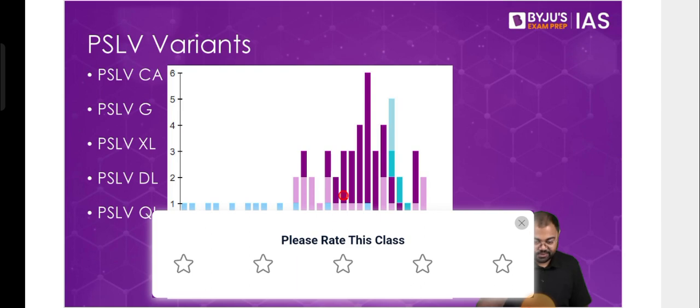Overall, there are various different variants of PSLVs as well. We have PSLV CA, G, XL, DL, and QL. So if you look at this, these are the launches that we have done. We started with something called PSLV-G. It was also called the standard variant of PSLV. And since 2016, it has not been used.